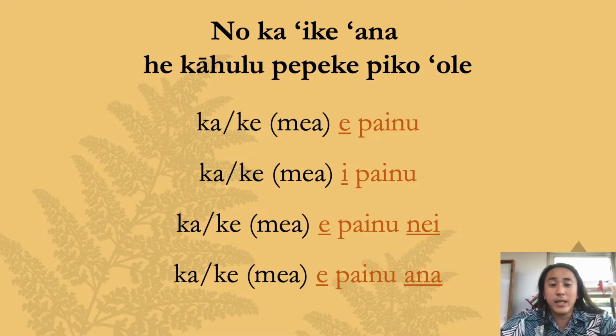You could have been eating a steak, and halfway through the steak, your house caught on fire and you couldn't finish eating your steak. That would be e ʻai ana. You didn't really finish eating your steak because you're interrupted in the past. So e pāinu ana doesn't really have a not completed verb.